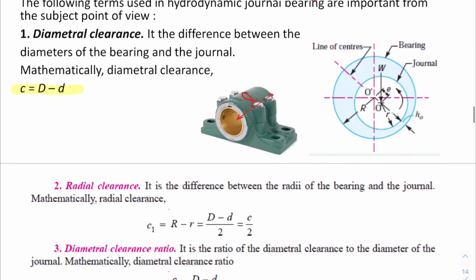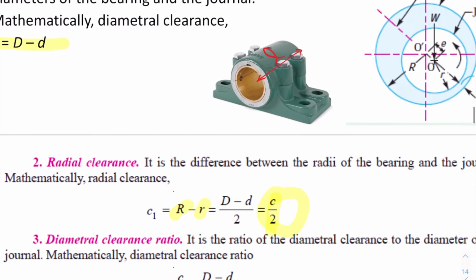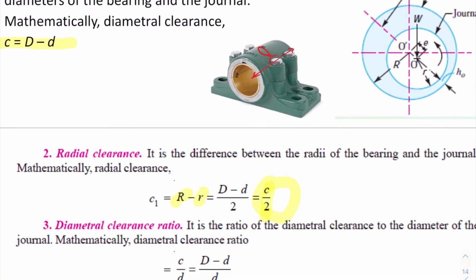Sometimes we call it the radial clearance. When you call it the radial clearance instead of diameter, you have to consider the radius of the bearing minus the radius of the journal. So instead of diameter, you can use radius also. We can also write it as the diameter of the bearing minus the diameter of the journal, divided by 2. The same thing, or it is half of the diametral clearance. So it's a pretty simple, straightforward scenario.